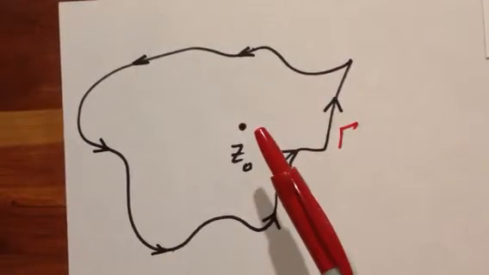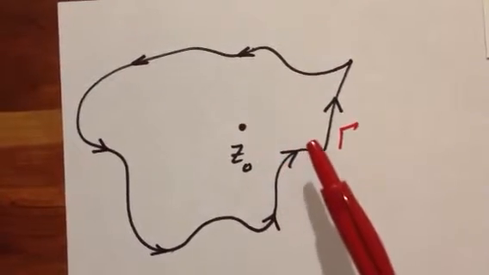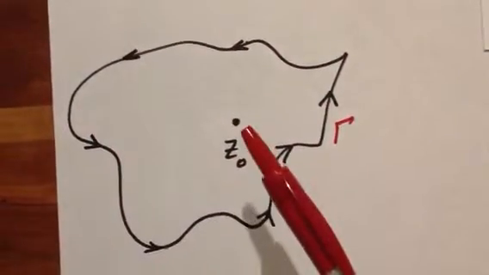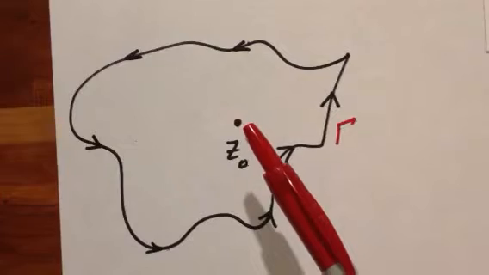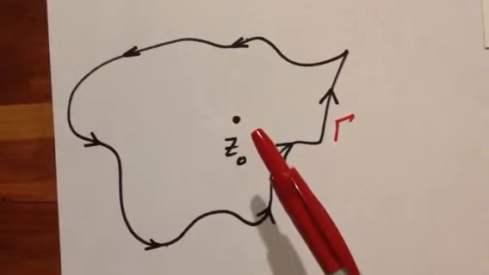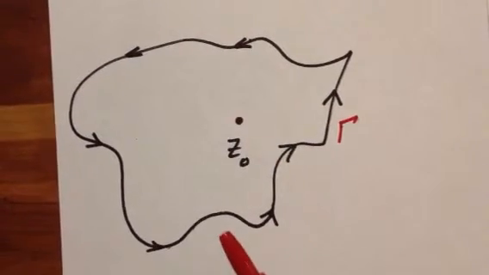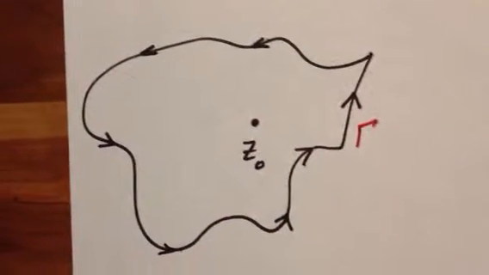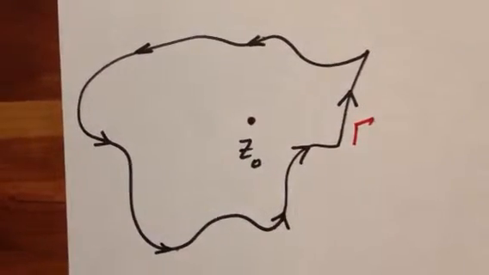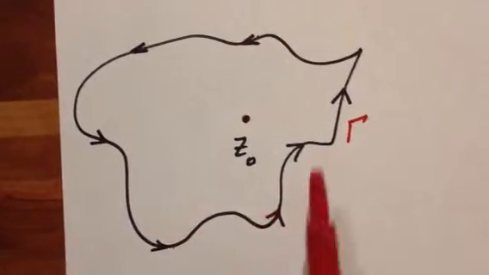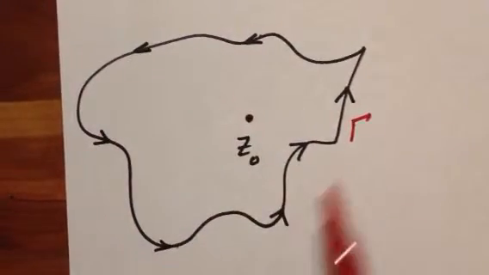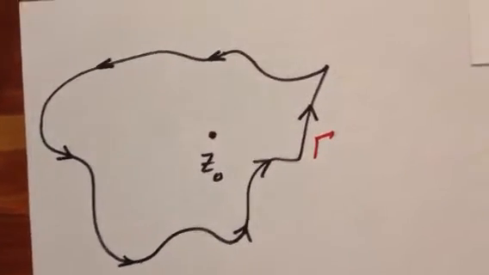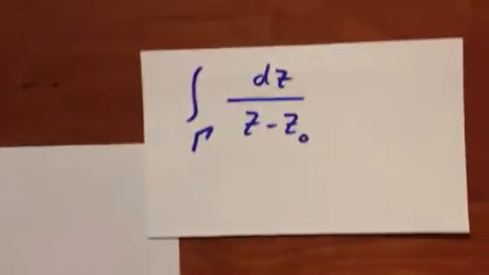around z0, which means that if we walk on this contour, z0 will always stay on our left side. And that's the positive direction, which is also another way of saying counterclockwise direction. So how do we do this integral?